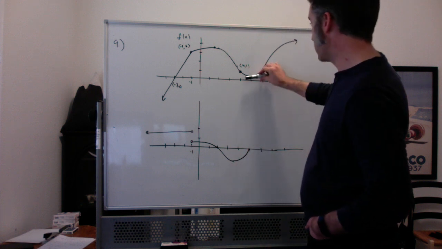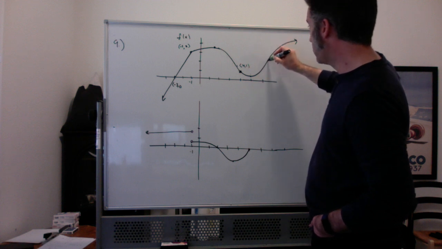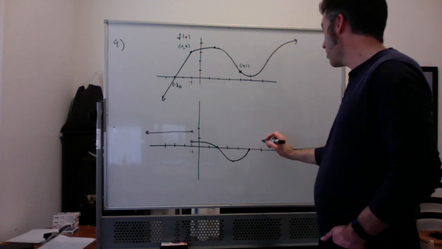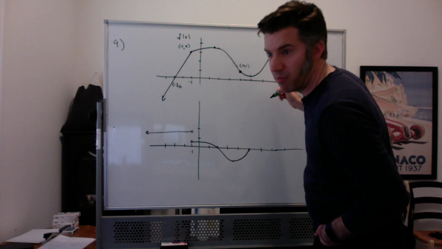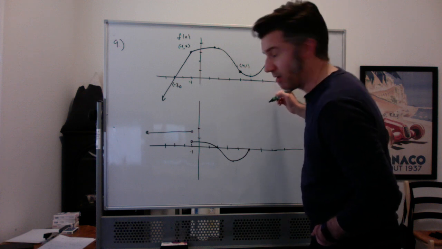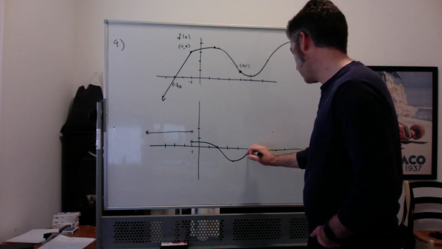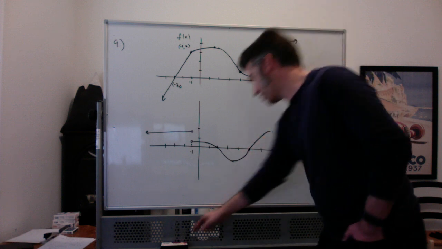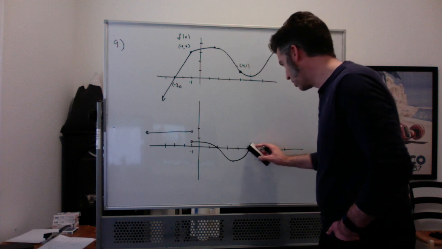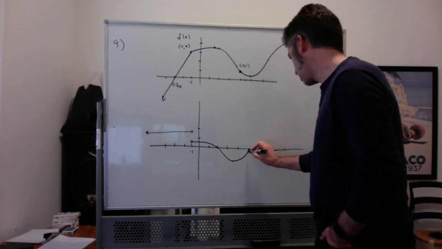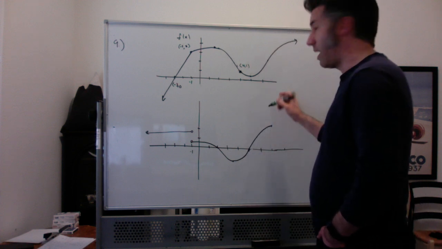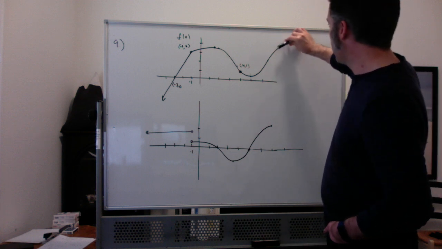And then after that, we're slightly positive, and then the most positive we get to be about right there. That looks like it occurs at about 7, so 5, 6, 7. So right there we get to be the most positive. That doesn't look quite as smooth as I want it to look. So maybe like there.